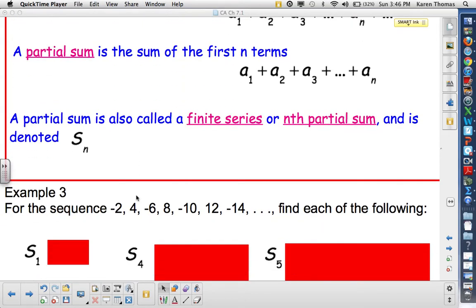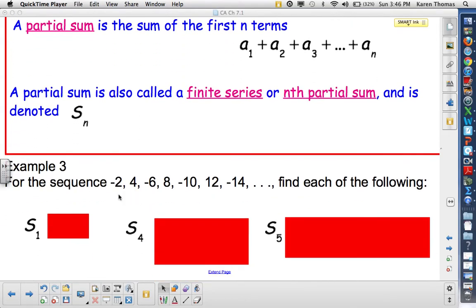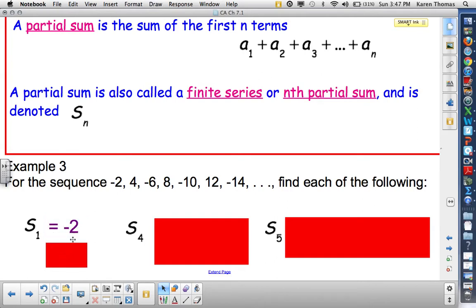So let's look at our example here at the bottom. I have a sequence that is one of our alternating sequences, -2, 4, -6, 8, and so on. And in your homework, and what we see here, we are going to find the sum of the first term. That's kind of silly, isn't it? But that's possible. So the sum of the first term just happens to be -2. I'm not adding anything onto it. I just put the -2 here.